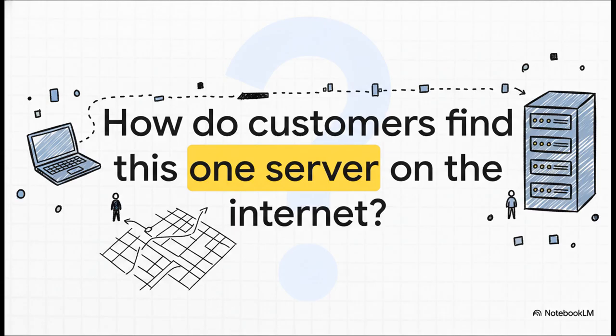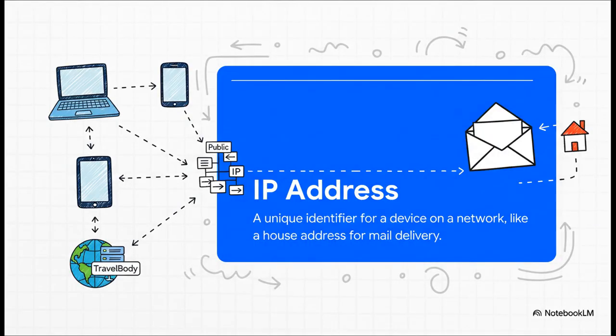It's kind of like trying to find one particular person in a giant city with no street names or addresses. And the answer to that puzzle? It's the IP address. Every single device that connects to a network gets one of these, and it's just like a mailing address for your house. It's a totally unique identifier that tells data exactly where to go. So our TravelBody server gets its own public IP address. And just like that, anyone can send a request right to it.